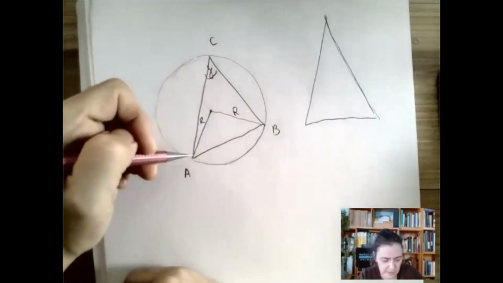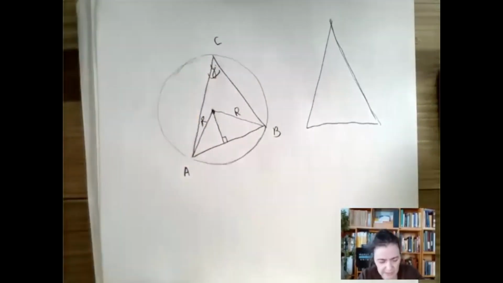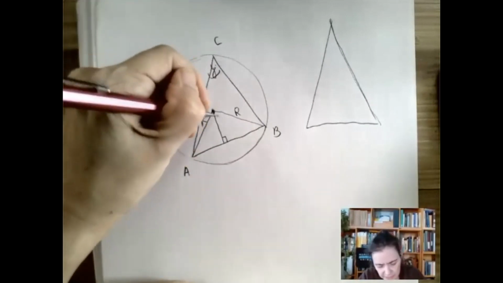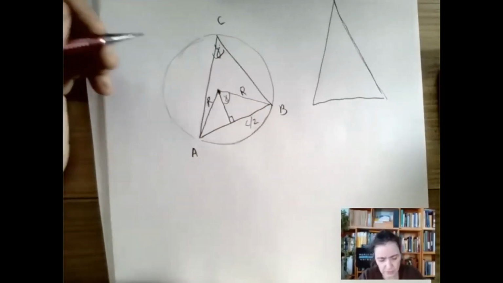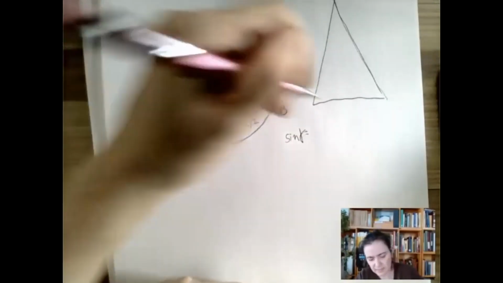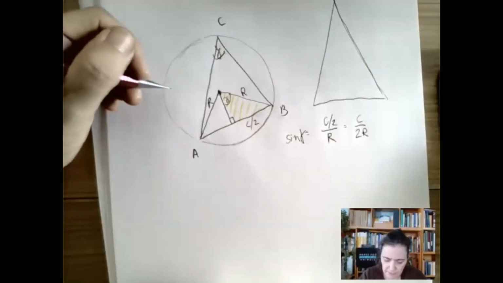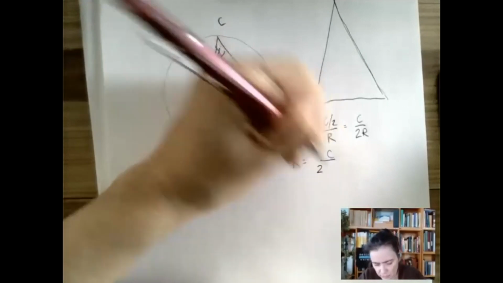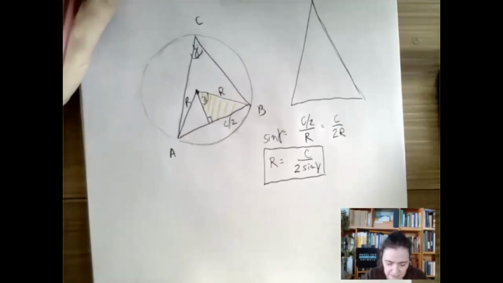And then this is an isosceles triangle because we're in a circle. And so this line is a symmetry line, an angle bisector, and also a perpendicular bisector. And so this angle is gamma again. This is then C over 2. So in this right triangle, sine of gamma is C over 2 over R, or C over 2R. And then we multiply by R, divide by sine gamma, and we get that R is C over 2 times sine gamma. Takes about 10 seconds to derive it.